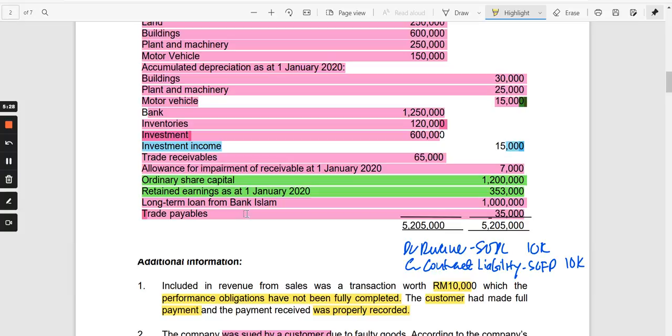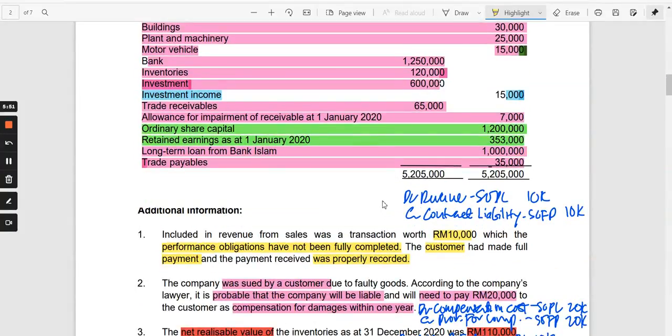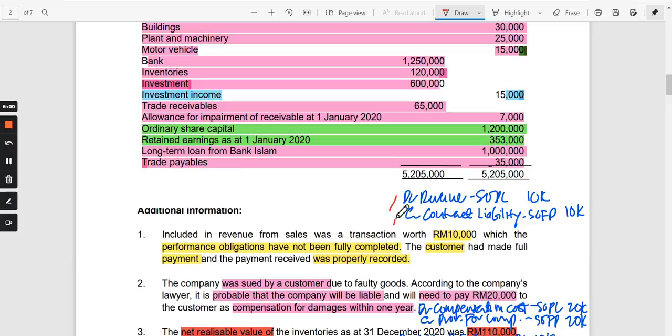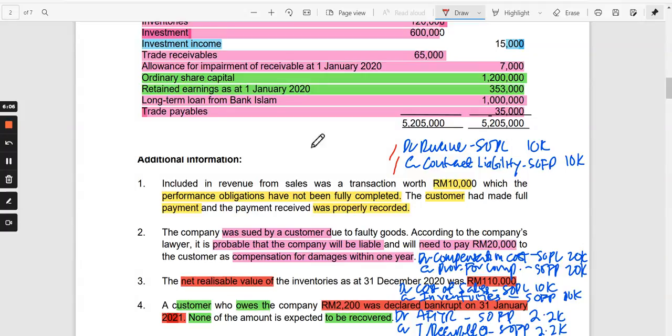And if that is the case, you need to do an adjustment. The customer has made full payment and the payment receipt was properly recorded. So this is proof that there was revenue that was not yet earned, but you have recorded it. So that is actually a contract liability. It shouldn't be recognized as revenue. Therefore, you need to remove it from the revenue by debiting the revenue and crediting the contract liability. So that has to be adjusted in the SOPL as well as later in the SOFP under current liability. That was number one. Number two, the company was sued by a customer.